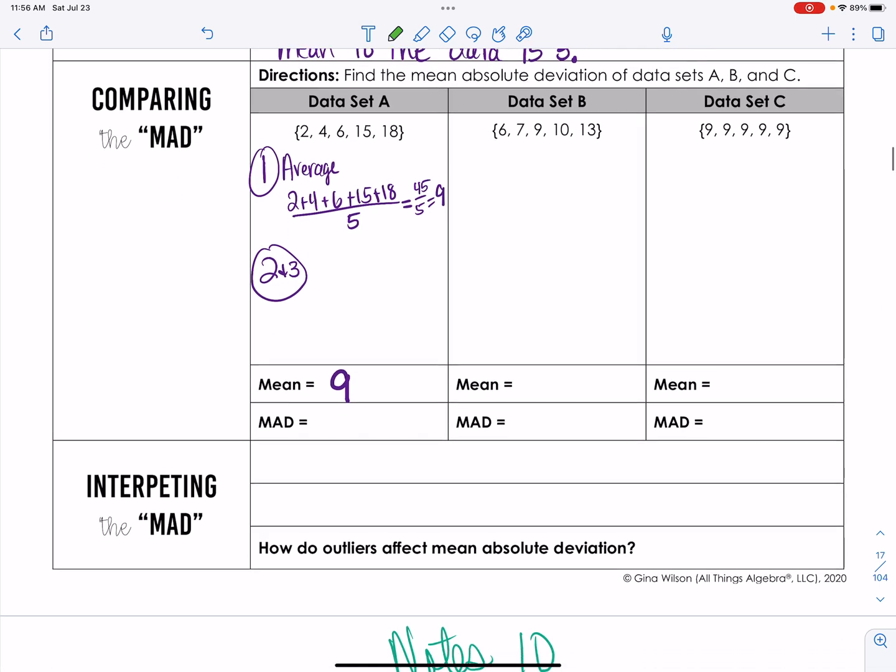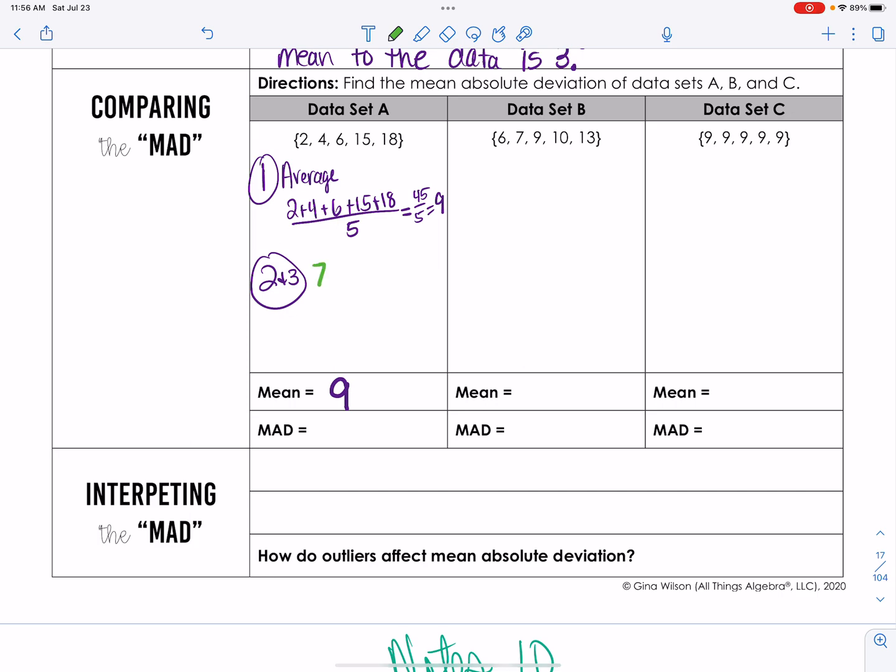So how far away is 2 from 9? It is 7 away. How far away is 4 from 9? It is 5. How far is 6? It is 3. Oops, I'm not going to do commas. I'm just going to add them. How far away is 15? It is 6. And 18 is 9.